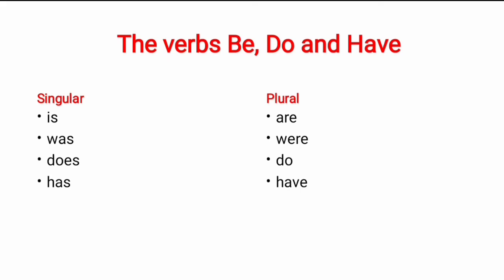The verbs be, do, and have also have their singular and plural forms. So for is, we have the plural form to be are, was, were, does, do, has, have.